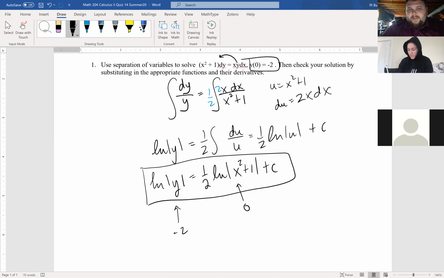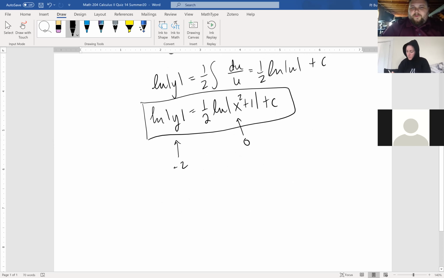And if you forgot the absolute values when you integrated, this should have thrown up a red flag for you because you would have had the log of a negative number, and you're not allowed to have that. So the absolute values are important in this problem.